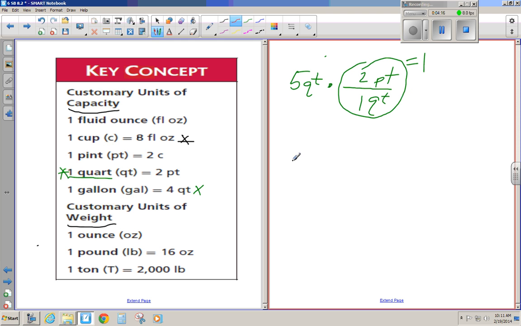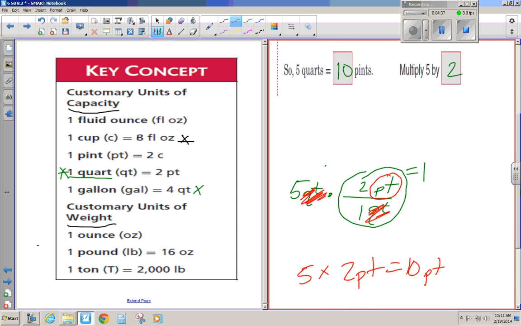Now, canceling out. Here's quarts in the numerator. There's quarts in the denominator. And the only unit I have left over is pint. So that's 5 times 2 pints gives us 10 pints. Exact same answer as what we had here. All right, let's see some more.